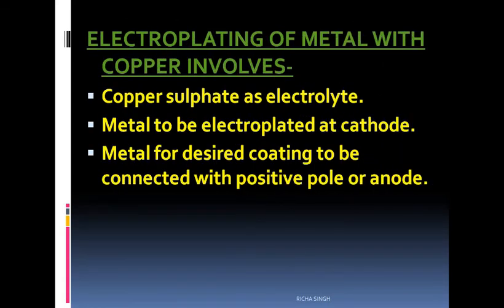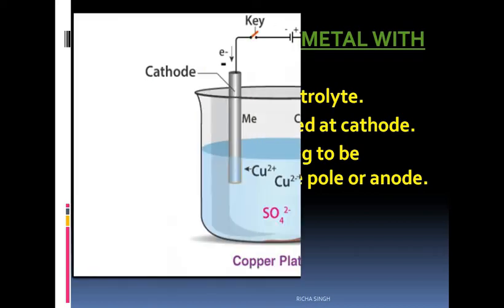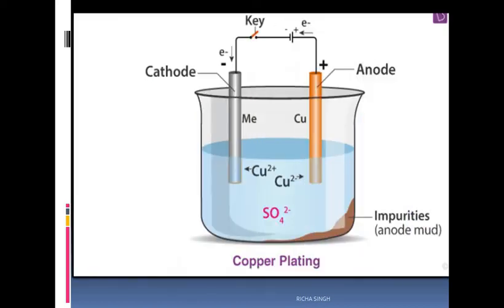Let's see, if I have to electroplate a metal with copper, then I take the electrolyte as copper sulfate. The metal which has to be electroplated is kept at the cathode, and for the desired coating, since I want to coat with copper, I place copper at the anode. It will be something like this. Copper sulfate has been taken here as the electrolyte, copper is attached to the anode, and the metal to be coated is taken as the cathode. So what will happen?